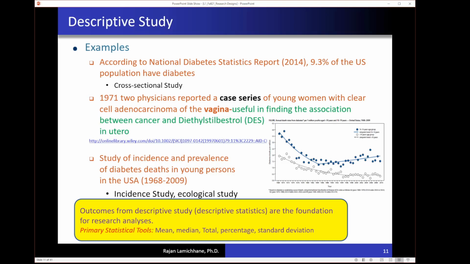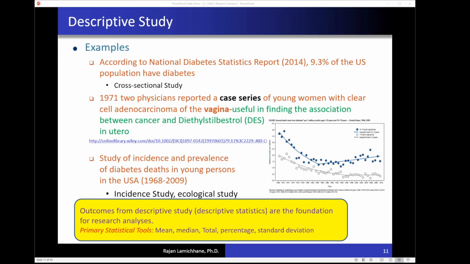When you are dealing with quantitative outcomes, values that can be quantified, then we use mean, median, or total. And when the outcomes are categorical, meaning they have different levels like male, female, or ethnicity, then we use a percentage or frequency to define the data.